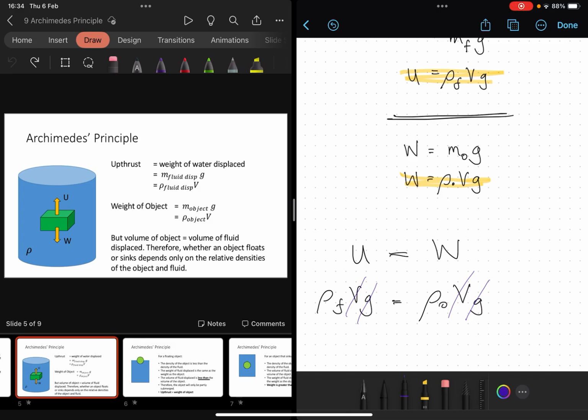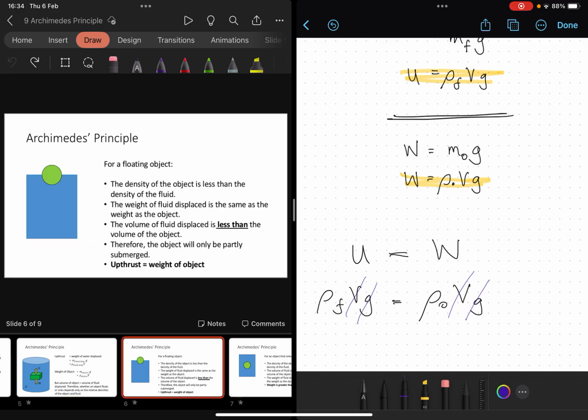So if you can get an object to fully submerge and then hover and remain stationary, that is telling you that the upthrust and the weight are equal to each other, and that the density of the object and the density of the liquid or the fluid that it is in are equal to each other. But what about the other two examples then? What about an object that floats up to the surface and remains on the surface? And what about an object that sinks and falls to the base? Let's have a look at those two and how Archimedes helps us with that.